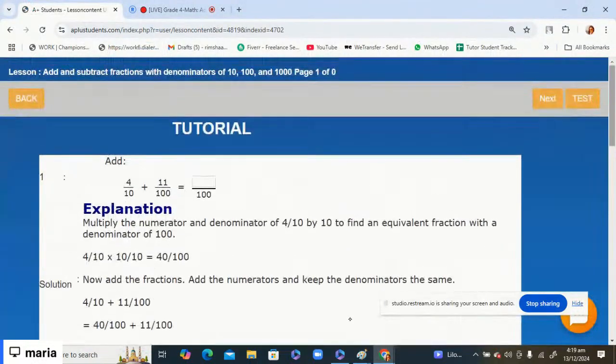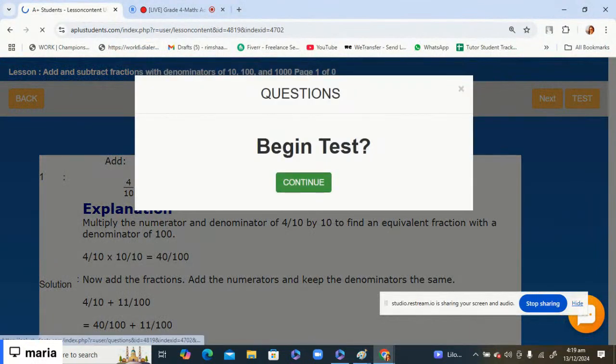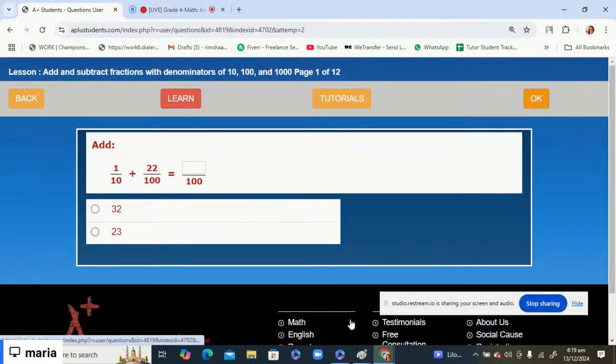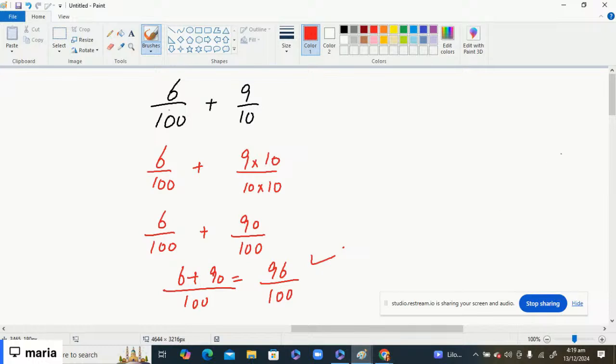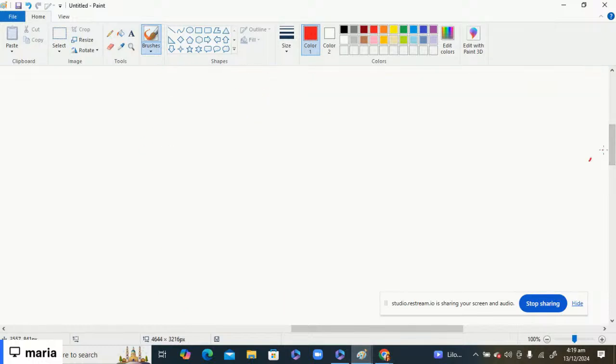Now let's discuss the test questions. So 1 by 10 plus 22 by 100. Let's solve this one, okay? One by 10 plus 22 by 100. Everyone solve this question and then tell me the answer in the chat.